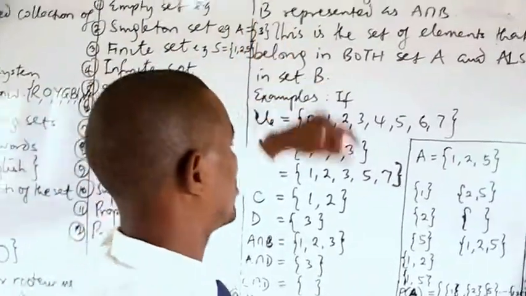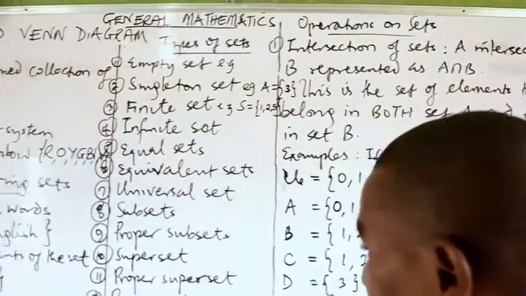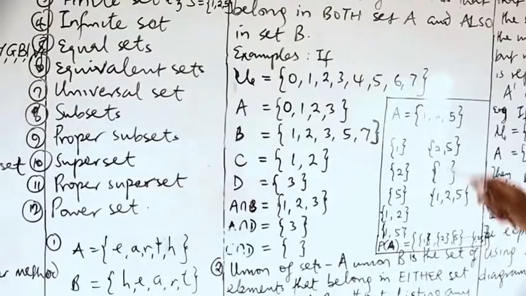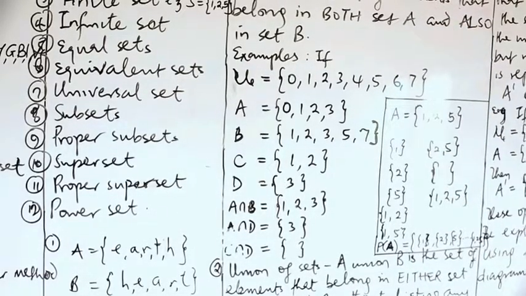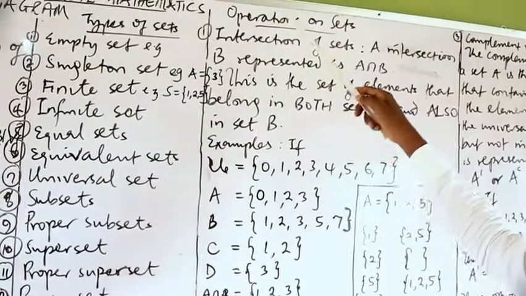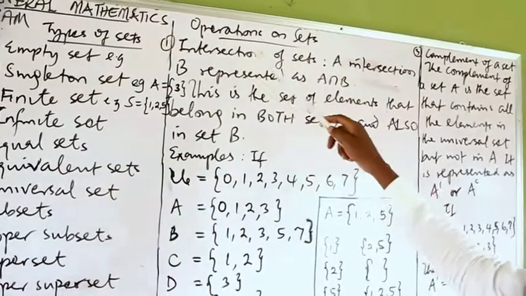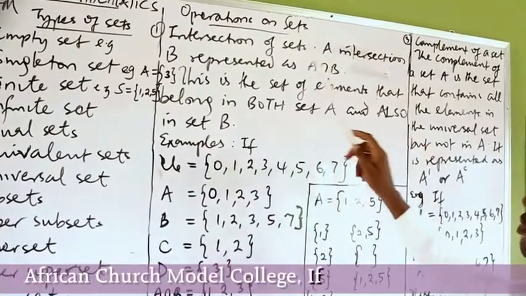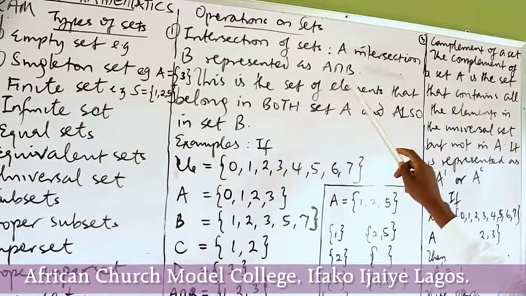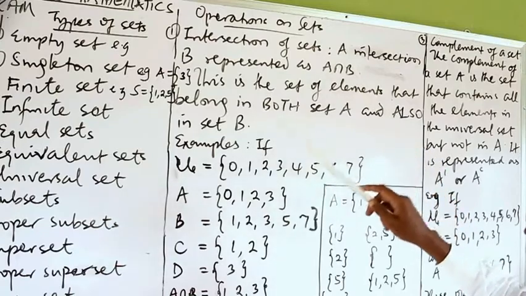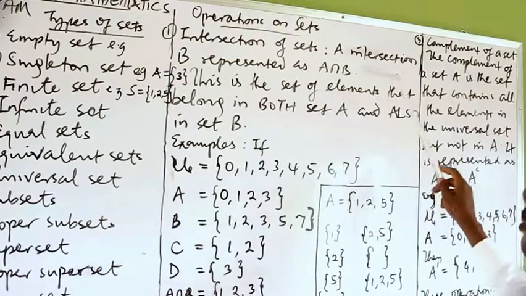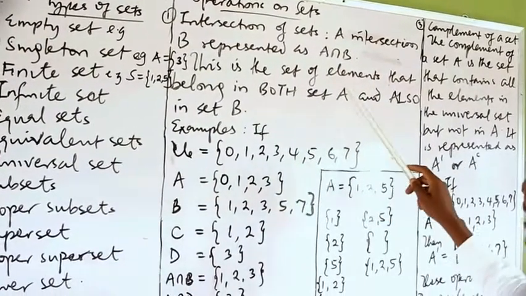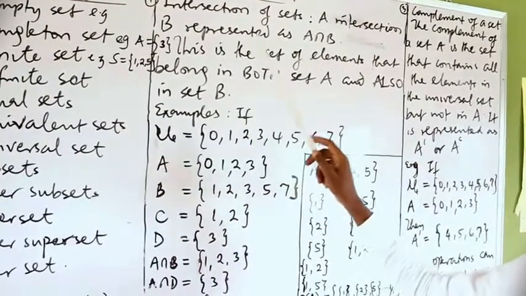Then let's go to operation on set. We have different operations on set. The first one is intersection of set. For example, A intersection B, represented as this, A and B, is the set of elements that belong in both set A and also in set B.